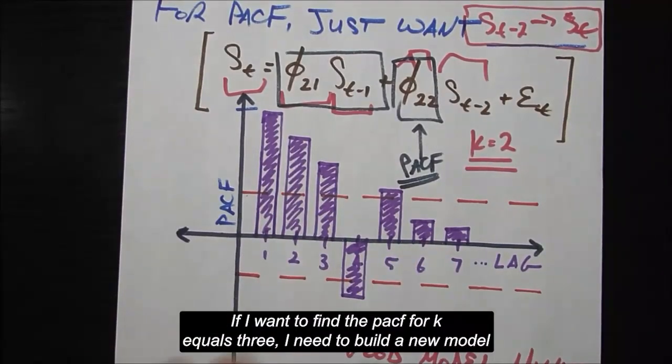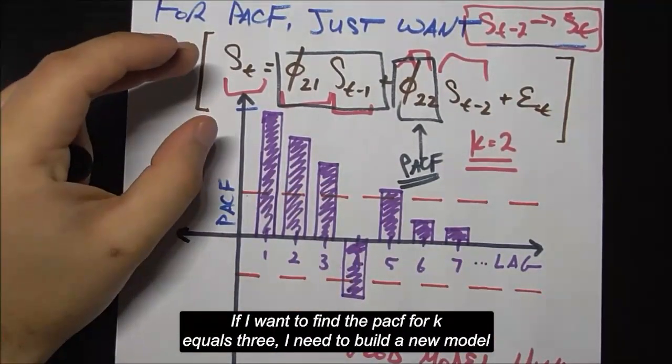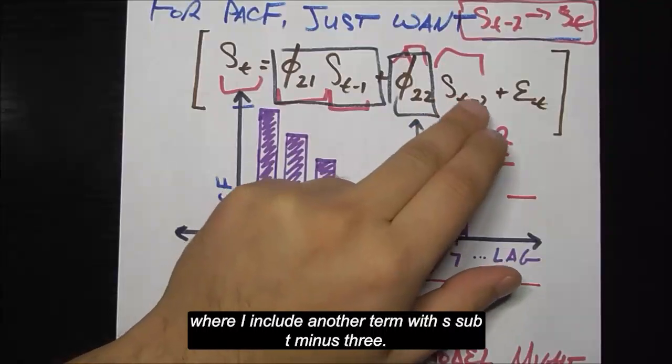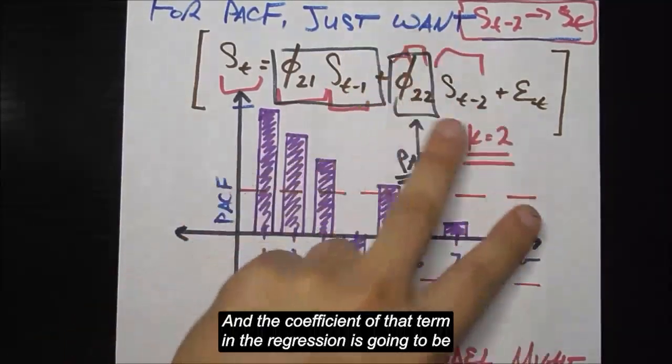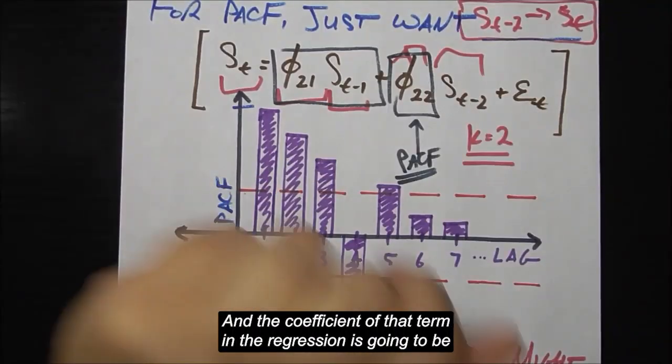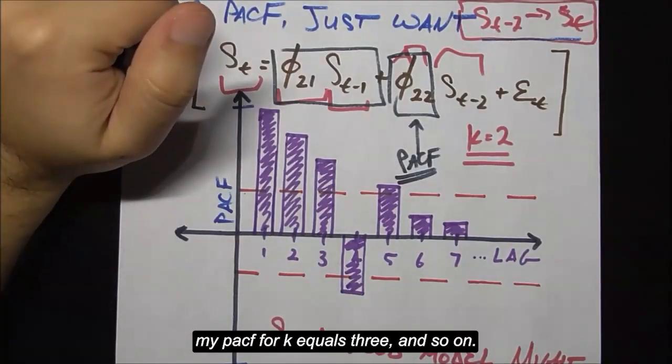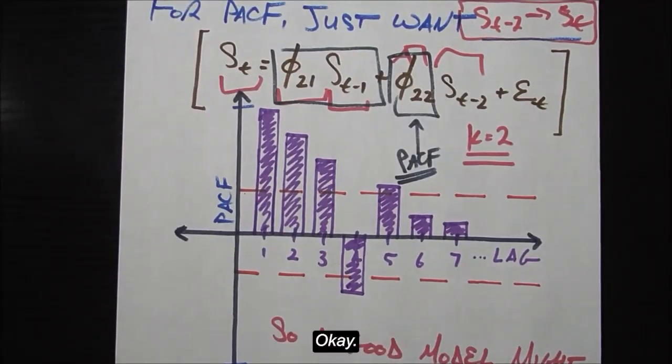If I want to find the PACF for k equals 3, I need to build a new model where I include another term with s sub t minus 3, and the coefficient of that term in the regression is going to be my PACF for k equals 3, and so on, okay?